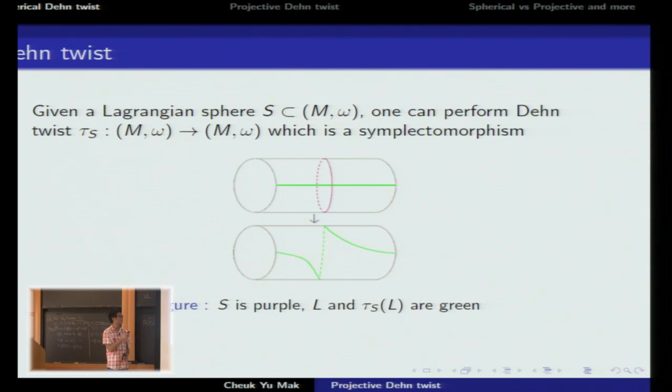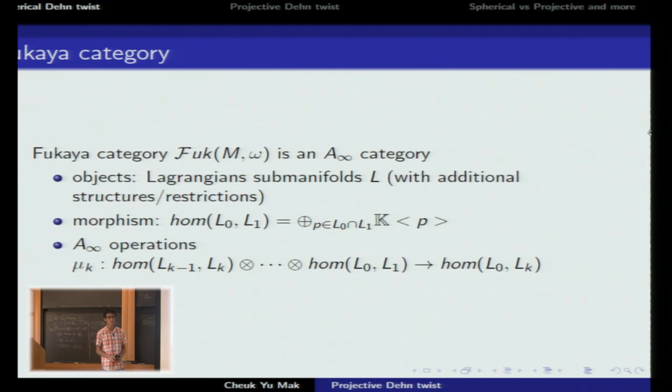I've talked about symplectic manifolds and equivalence relations. What's next is, for some symplectic manifolds, you can associate to it an A infinity category, the Fukaya category. Objects are Lagrangian submanifolds, and morphisms are basically the K-vector space generated by the intersection points of the objects. And you can define operations by counting disks which satisfy the A infinity equations.